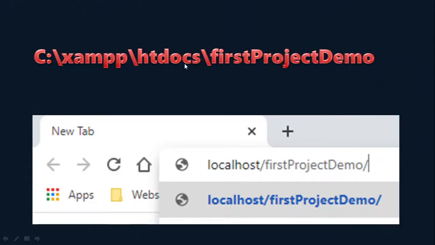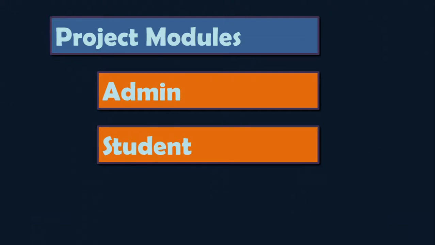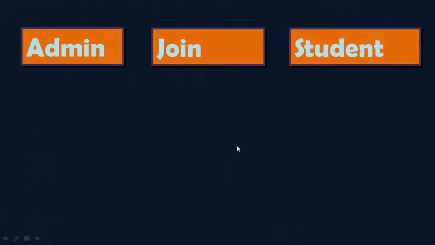Then we need to keep the project in htdocs. This is the example, first project demo, and all the files should be inside this particular folder. But in your case, you can have a different folder name; it's not necessary to have the same folder name. This project will have two modules: the admin module and the student module. As far as modules are concerned, first the admin module, then join, and then student.